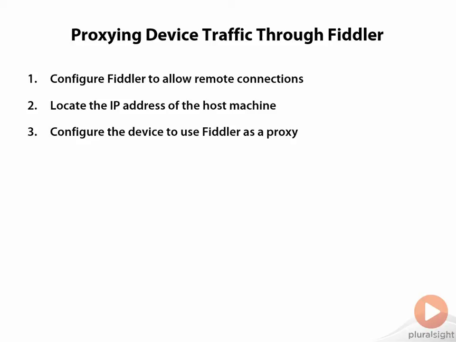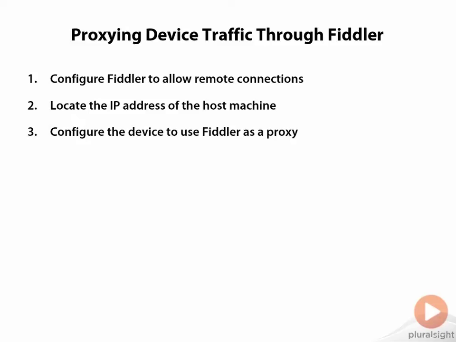Okay, now it's time for the really interesting bit, which is proxying device traffic through Fiddler. Fiddler may already be quite a common tool to you. Many developers use it in order to look at the HTTP requests that their web apps are making via the browser. What a lot of people don't know, however, is that you can also use Fiddler to look at the HTTP requests that your devices are making. Things like phones and tablets. We're going to look at both of those in this course.